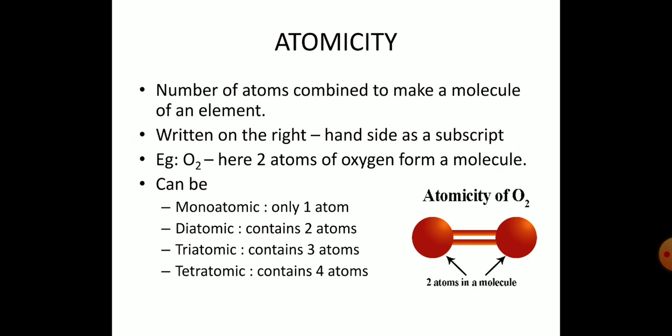Similarly, for other elements, it can be more than 1 or 2. If it is 1, it is called monoatomic. If it is 2, diatomic. If it is 3, triatomic. If it is 4, tetraatomic. So atomicity means the number of atoms combined to make a molecule of an element. How many atoms are required? Example, in oxygen we have 2 atoms of oxygen.